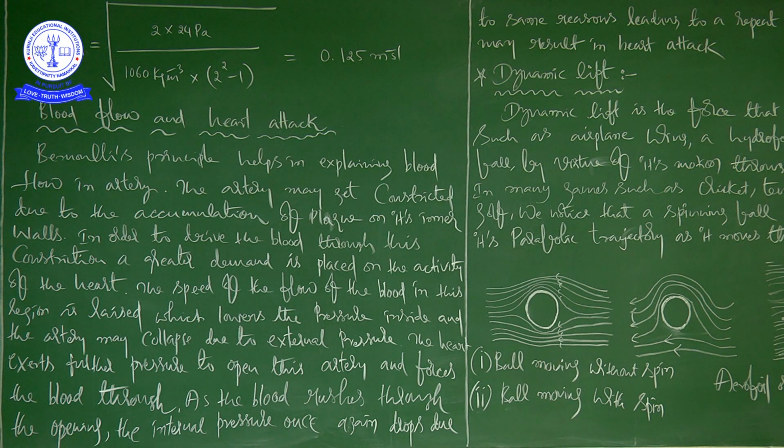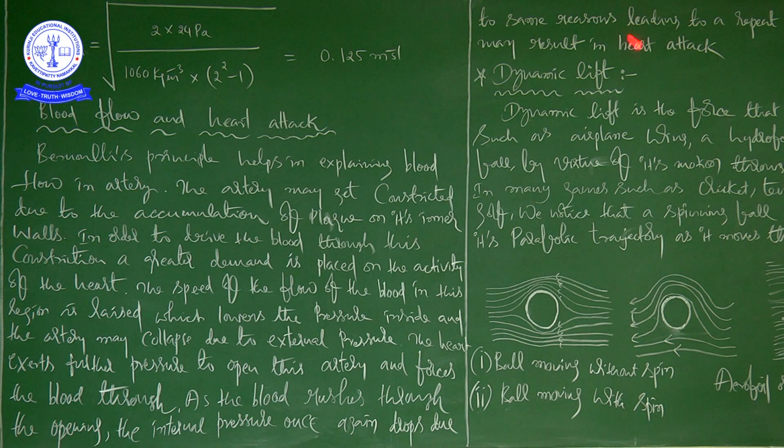See here. The speed of the flow of blood in this region is raised, which lowers the pressure inside, and the artery may collapse due to the external pressure. Right? That is exactly what is happening. The heart exerts further pressure to open this artery and forces the blood through. As the blood rushes through the opening, the internal pressure once again drops due to the same reasons, leading to a repeat collapse. This may result in heart attack.